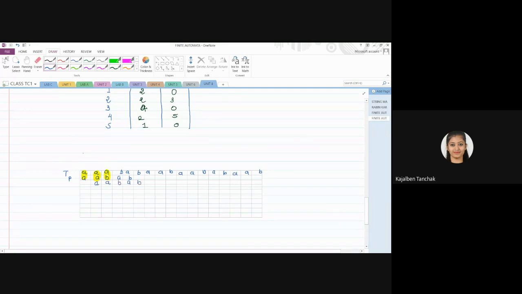Again you will match A and A. Is it matching? Yes. A and A matching. B and B matching. A and A matching. B and B matching. All the characters are matched. Right? So one time we have done. Again you will shift the pattern by 1.